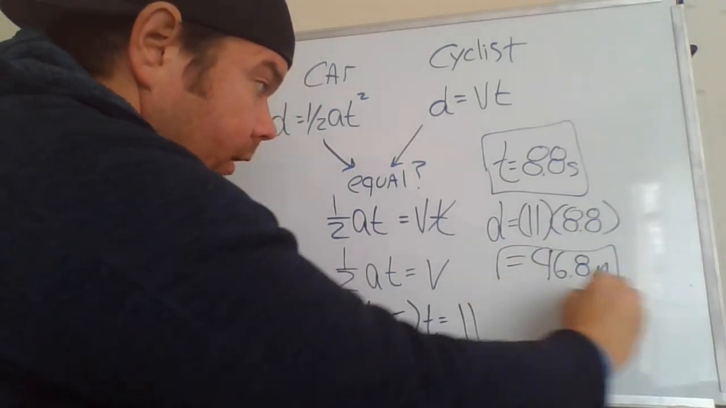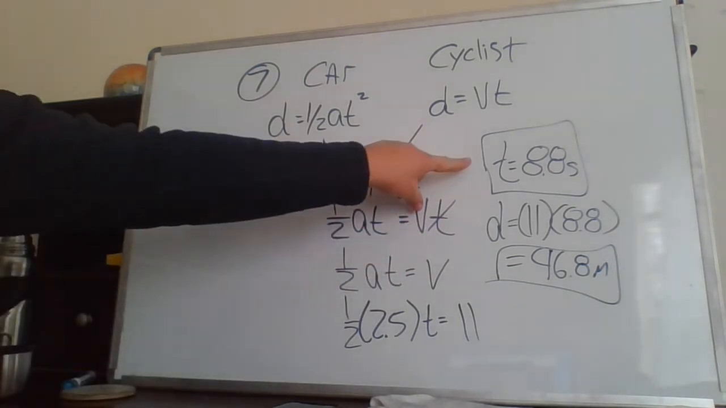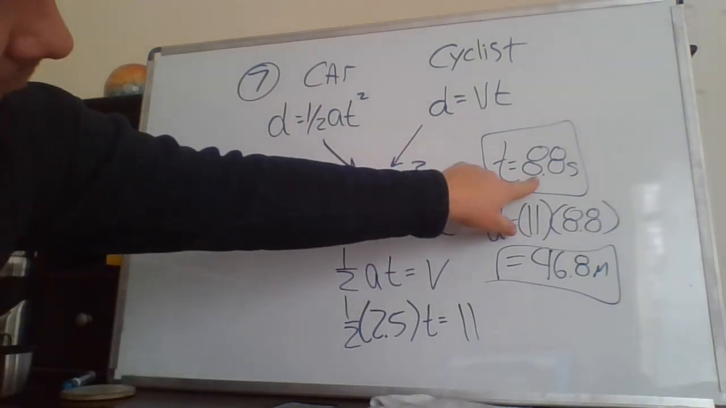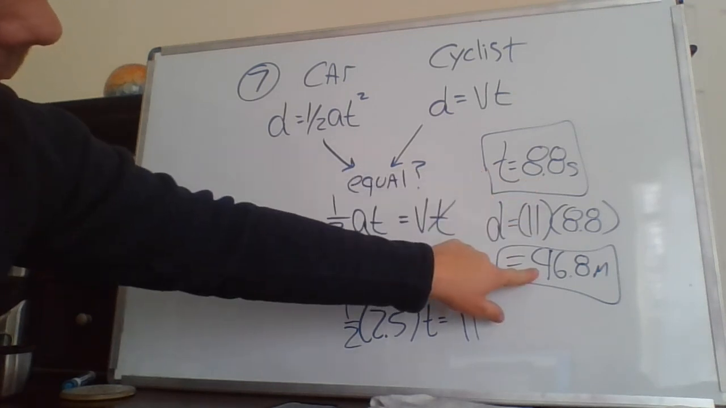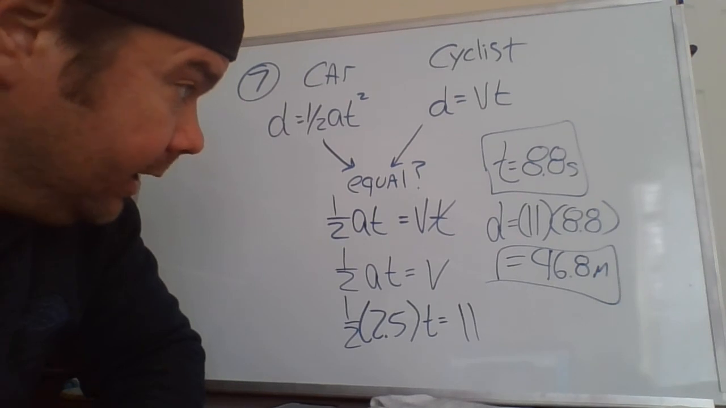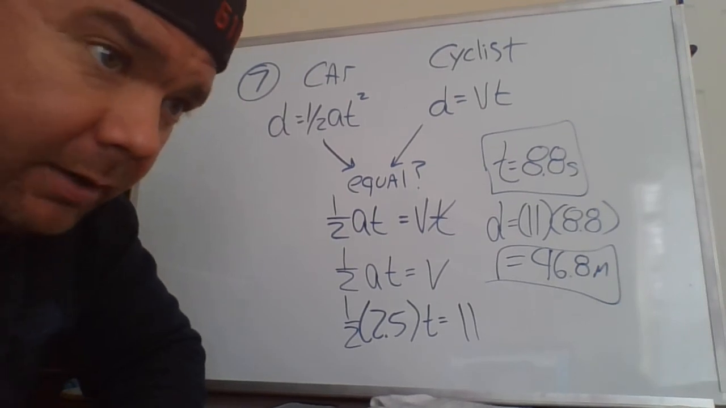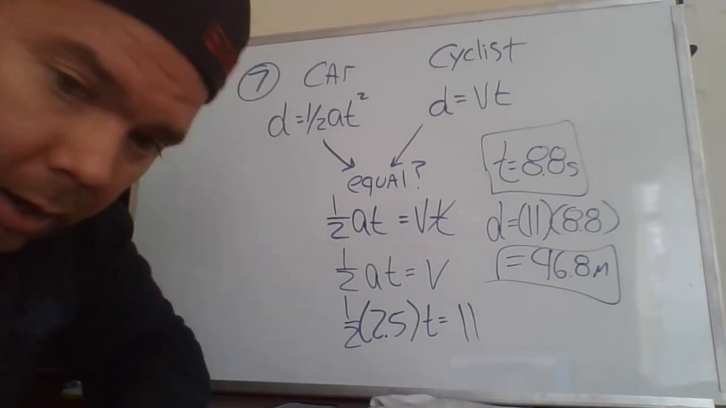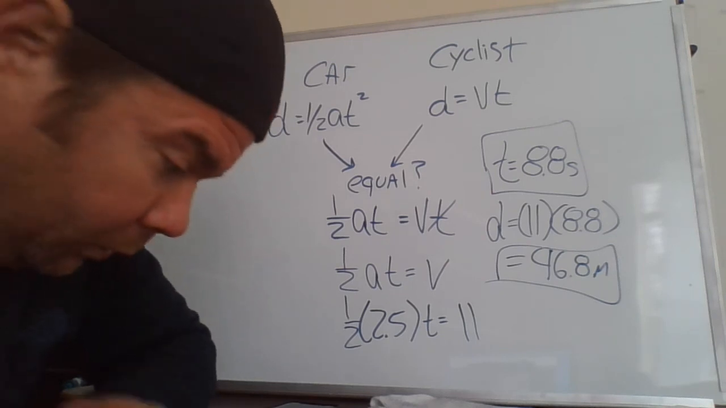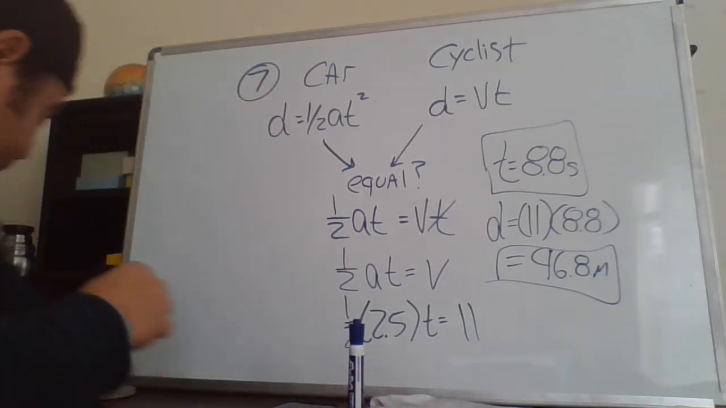96.8 meters. So the car is behind the cyclist up until 8.8 seconds has passed. It's taken 96.8 meters for the car to catch up to the bike, but after that, the car passes the bike and keeps going, forever, I guess. So that is the story for 4 through 7.